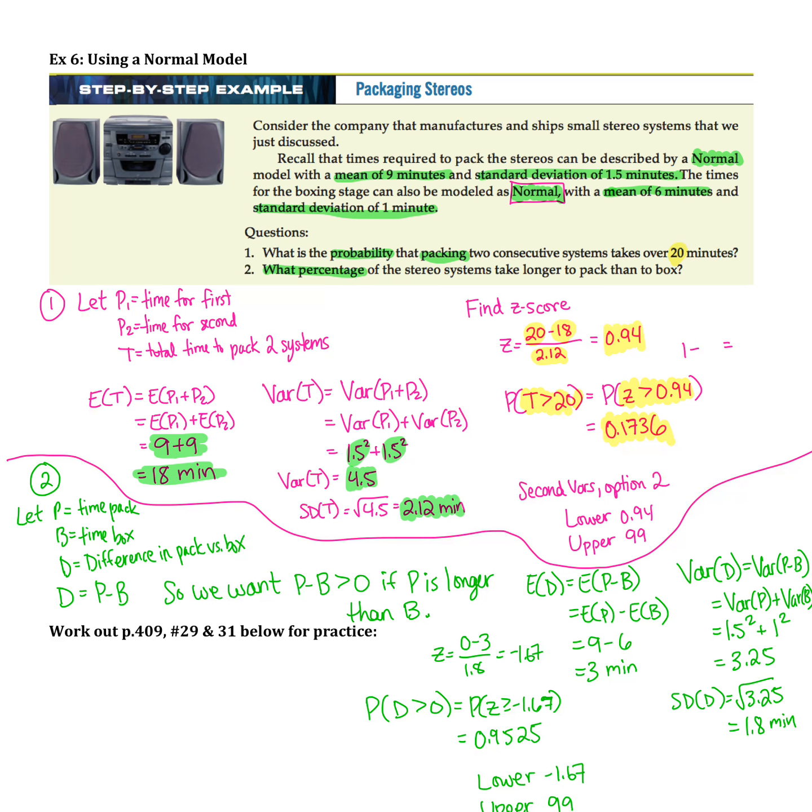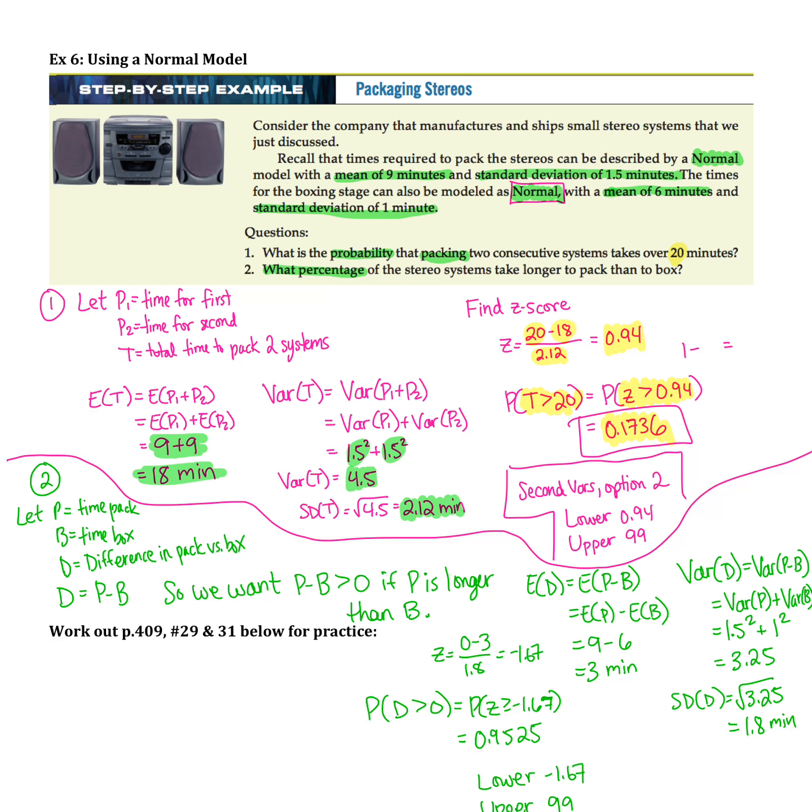Or we can, if you guys recall, I believe it's second VARS. I don't have a calculator for me right now, but second VARS option 2, create a lower bound, which is 0.94, create an upper bound, which I said if it goes to infinity to type in 99, and that should also give you this answer right here. So that's the probability that packing two consecutive systems takes over 20 minutes.